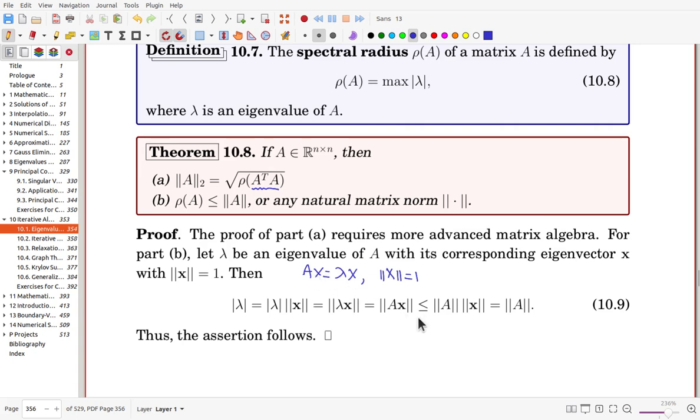Now we have this inequality, the simple Cauchy-Schwarz inequality, or the norm has such a property always. So that we reach it over there, but the norm of x is already 1, so here we have a norm. So for any eigenvalue, its absolute value is bounded by the matrix norm. So quite simple.